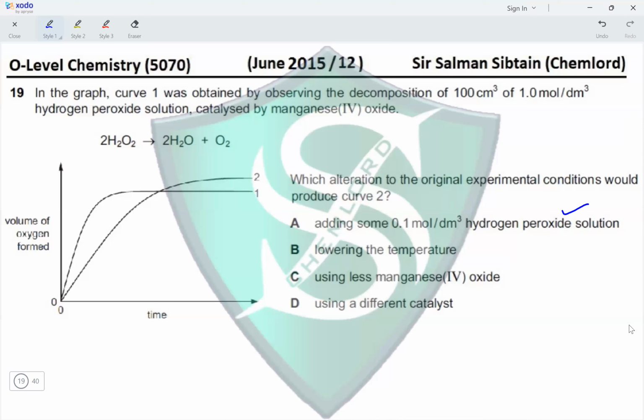Next, lowering the temperature. Change of temperature will have no effect on the amount of oxygen gas produced. Using less manganese(IV) oxide, increasing or decreasing the amount of catalyst used will have no effect on the volume of oxygen gas produced. Using a different catalyst, this would have an effect on the rate of reaction but not on the volume of the product, which is oxygen, that is there on the y-axis. So volume of oxygen would not be changed by using a different catalyst. As a result, the correct option for this question is option A.